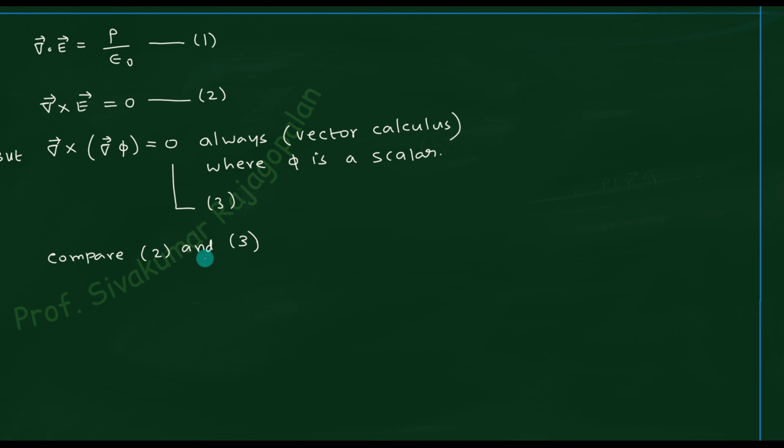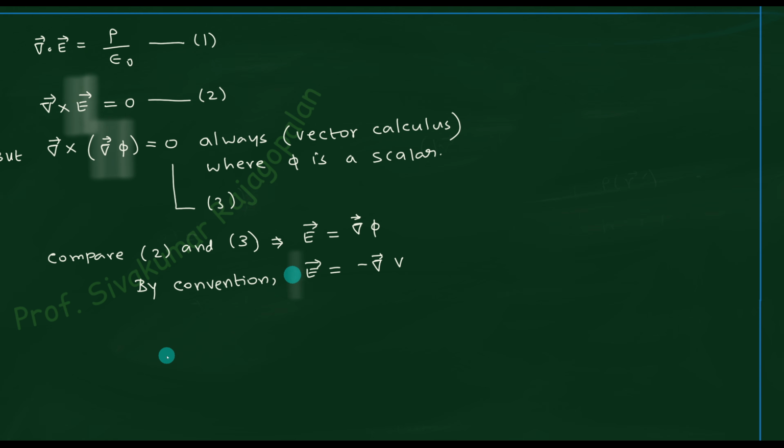Because they look similar, right? They look very similar. So you can see the del cross is there in equations 2 and 3. So E can be compared with the gradient of phi. These are the two things we can compare, and therefore E can be written as the gradient of phi based on mathematics, vector calculus. But what I am trying to say is that we can attach a negative sign to this, minus of the gradient, only by convention.